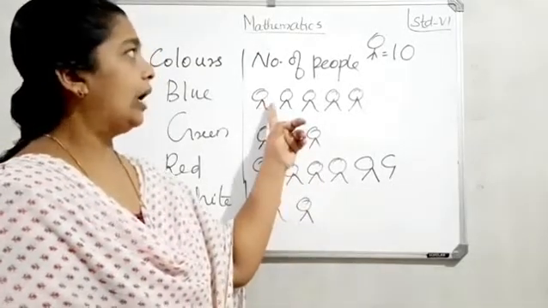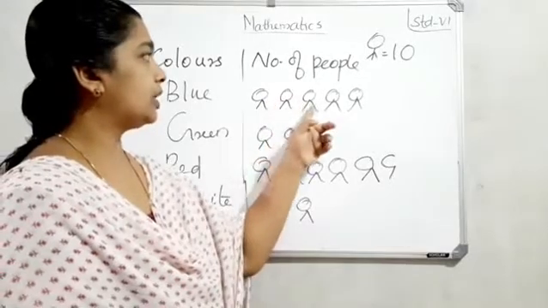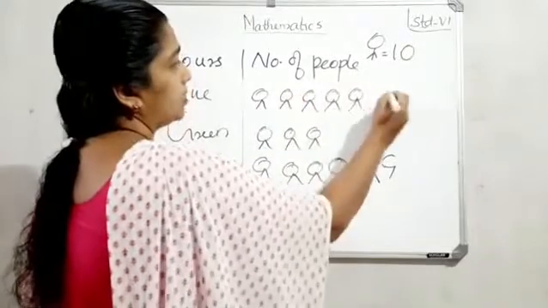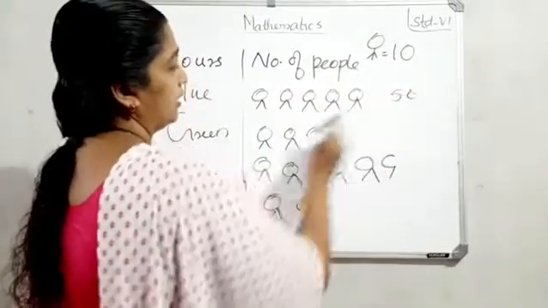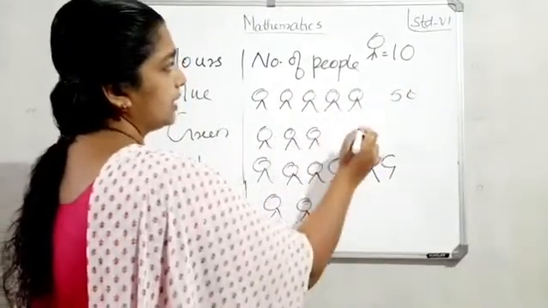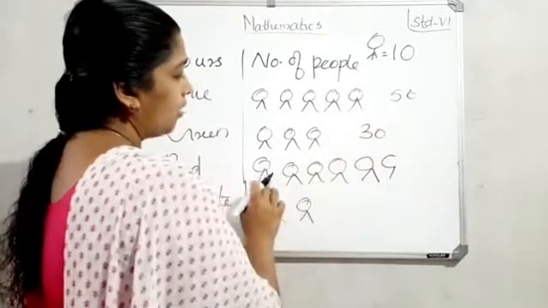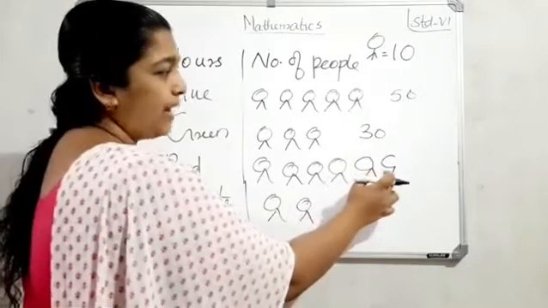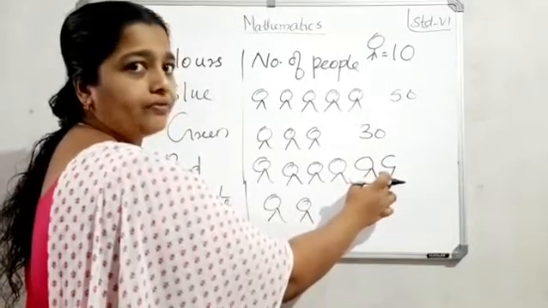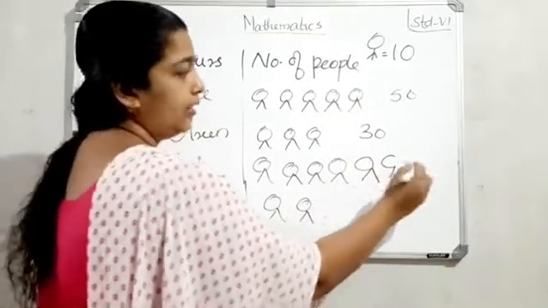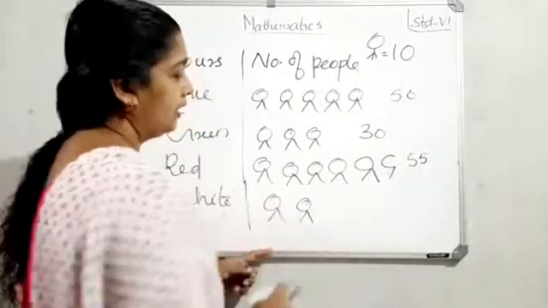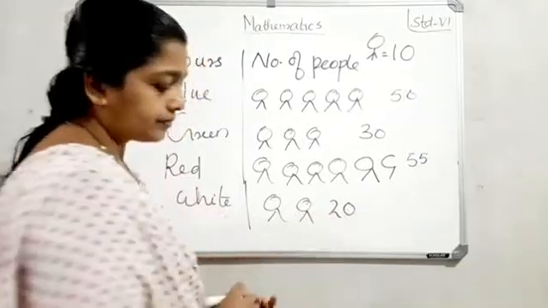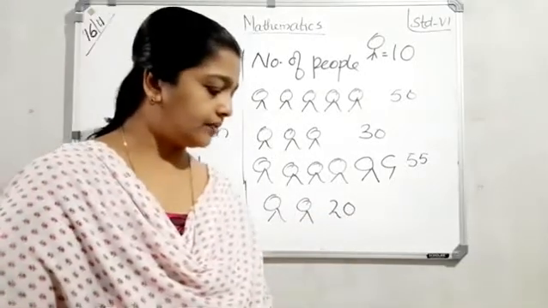So here, how many people? 1, 2, 3, 4, 5, and each equals 10. So the total is 50. For green, 1, 2, 3, 3 into 10, 30. For red, 1, 2, 3, 4, 5, 5 into 10, 50, plus the half only. So 50 plus half equals 55. Next, white has only 2, that is 20. That is the first question.